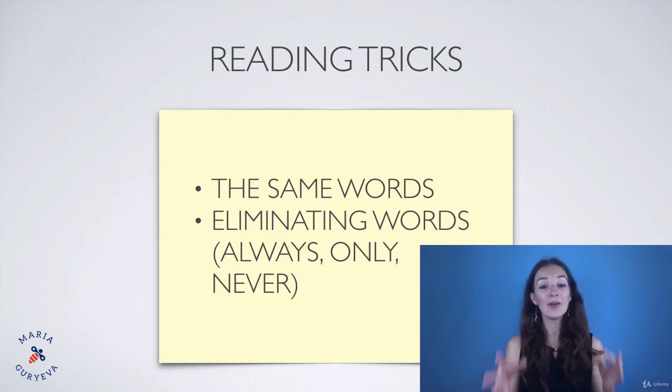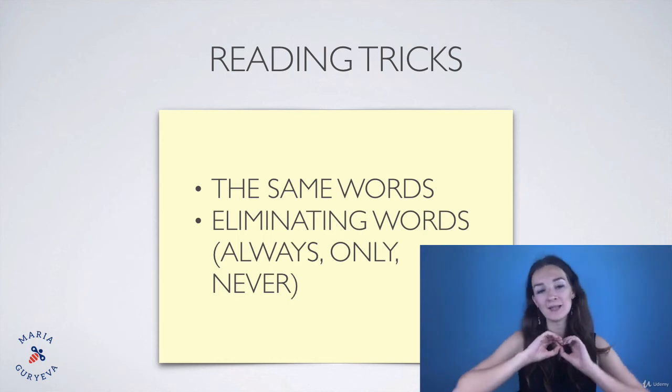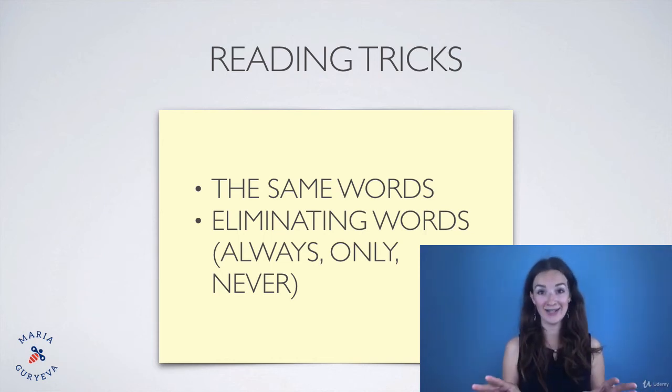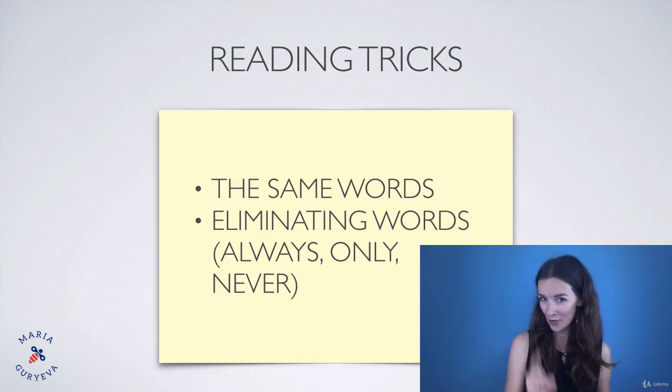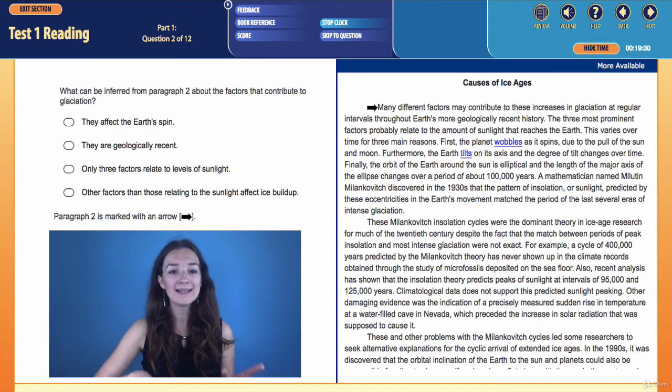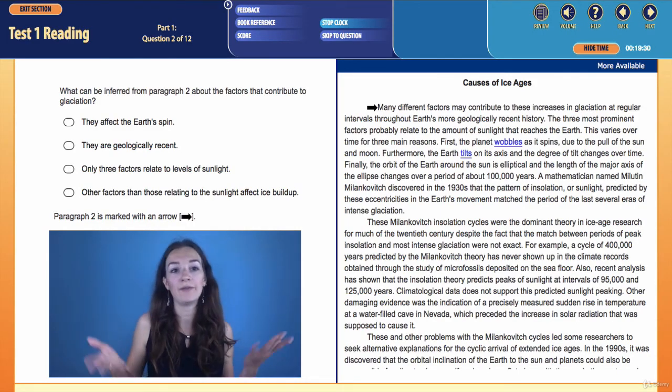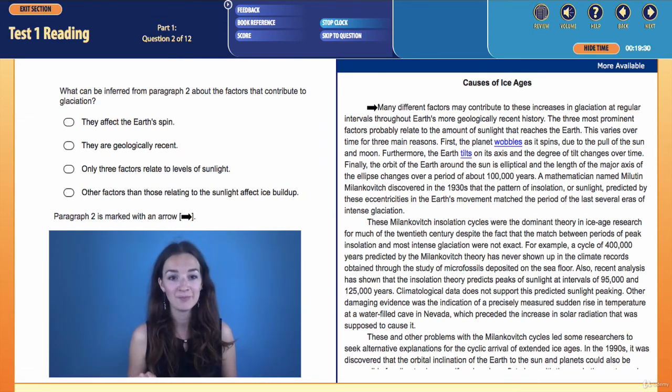It's wrong. Okay, so we have these two reading tricks which test makers use a lot in your reading section, so be aware, watch out. Let's have a look at the example. So here we have a normal question to the reading passage. What can be inferred from paragraph 2 about the factors that contribute to glaciation? Can you spot a trick? Can you spot an answer choice which is definitely wrong because it uses a trick? Yeah, of course it's here.